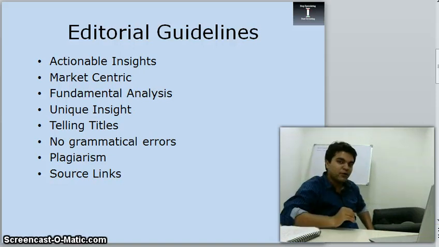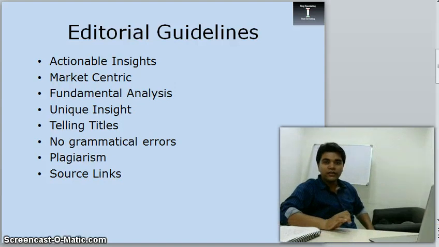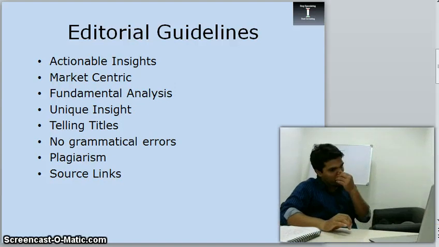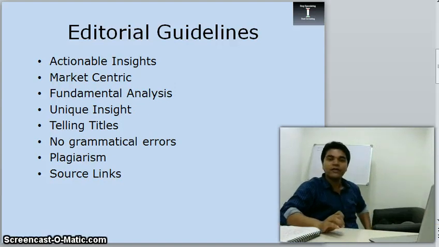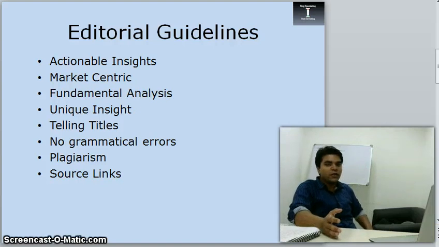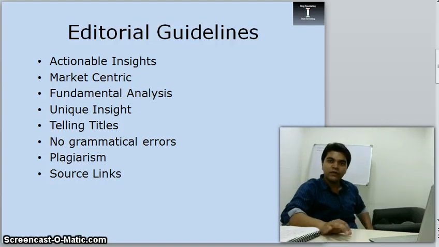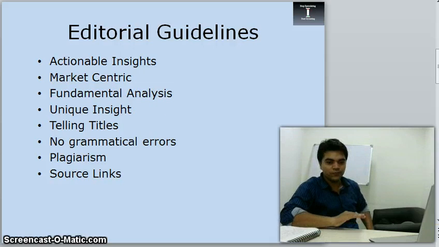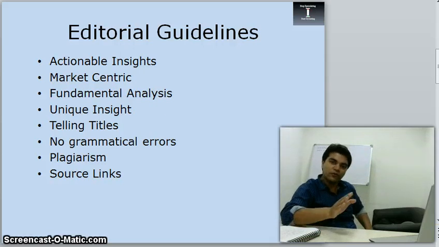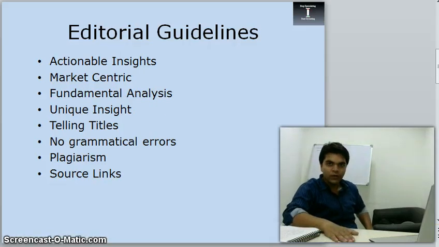The next thing is grammar. The readers of this report need to understand very simply what you write. You don't need to play with words. Use as simple English as you can. Be thorough with your punctuation, because punctuation changes the meaning of the paragraph completely. So you need to focus on that.